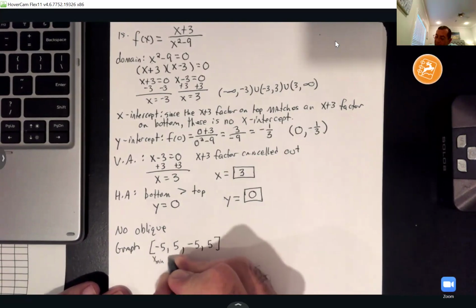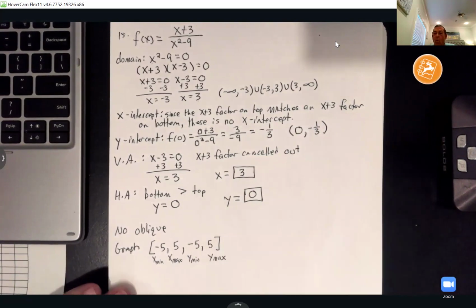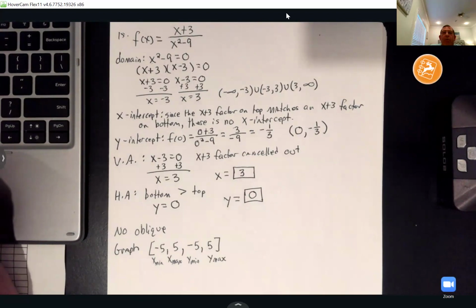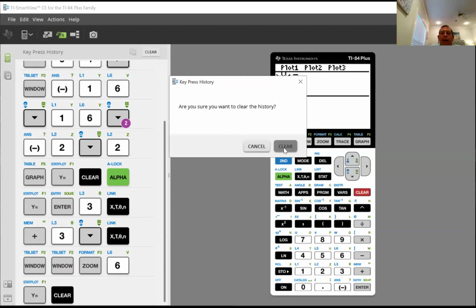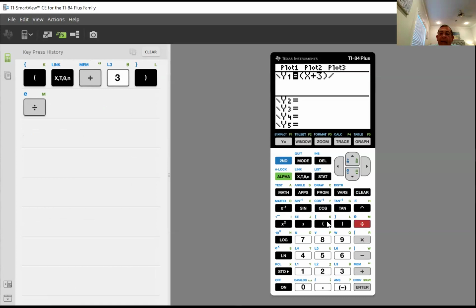Remember, that's x min, x max, y min, and y max. So let me show you what you're going to do. Now, if you remember, I've been showing you how to use the green alpha button and the y equals to do the fractions. But if you wanted to, you could do it like this. Put parentheses around the top and the bottom. So parentheses x plus 3, close parentheses, and then divide. Open up the parentheses again and do the x squared minus 9.